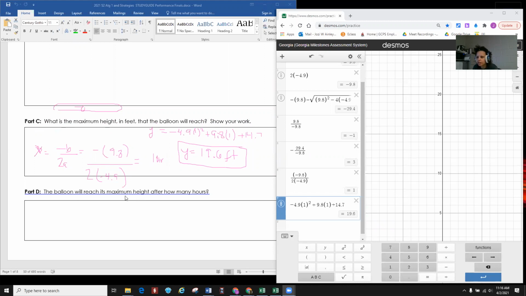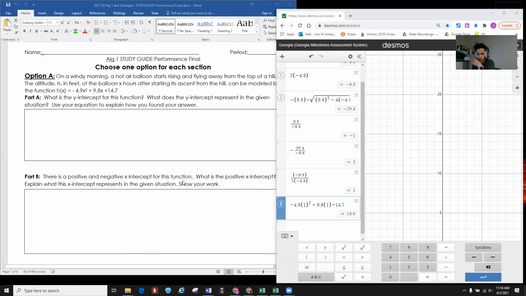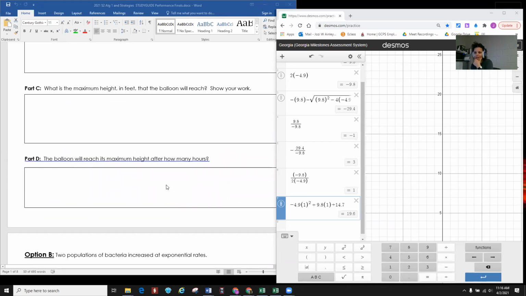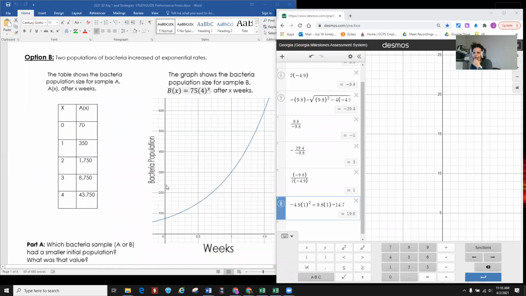The balloon will reach a maximum height after how many hours? I've already done it here, and you can just draw an arrow right there and write in here, after 1 hour. Okay, and here's the work for it. And that's it. So that's the first one done. If you figure that one's easier for you, do that one. If not, this is your second option.